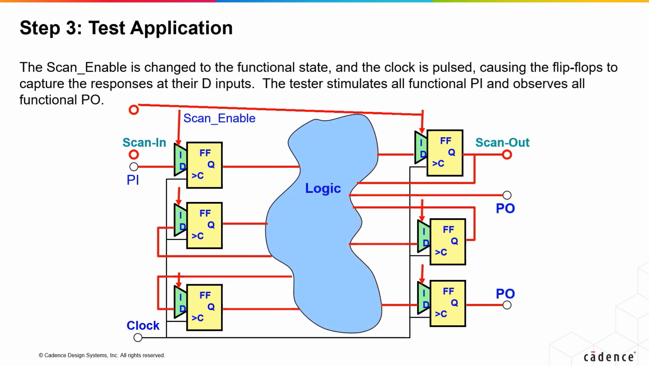The scan-enable test control input is set to the functional operation state, and all functional primary inputs are stimulated. All of the control values specified by the ATPG algorithms are now in place. The clock is pulsed as specified by the ATPG programs. This exercises the logic and captures the values that result into the flip-flops. All functional primary outputs are observed, but the values captured in the flip-flops have not yet been observed.